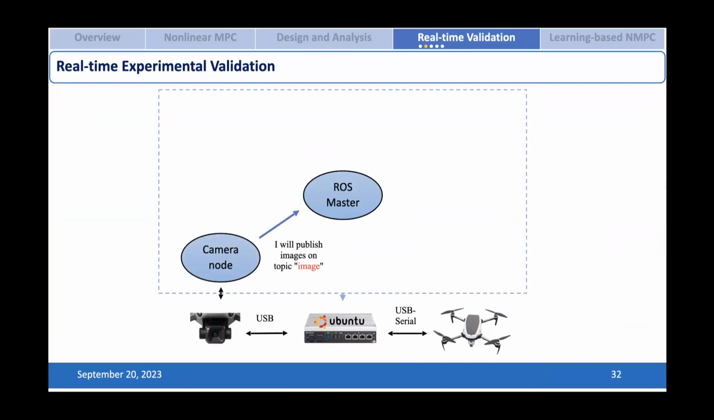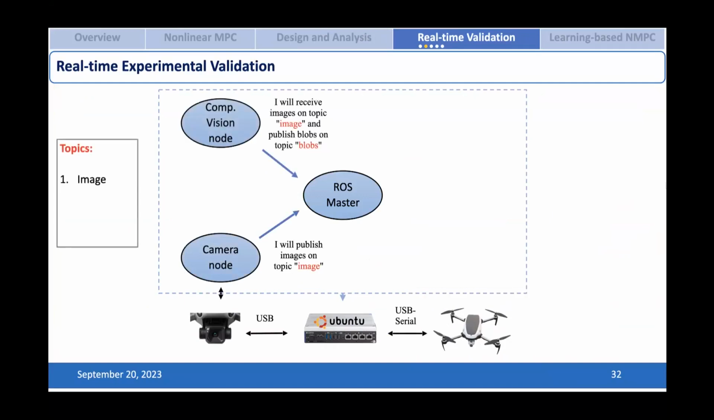And this camera node takes all the images captured by the camera and publishes them under a topic called image. This one will keep publishing all the new images, whether someone else uses them or not. Then we have another computer vision node that does some image processing. It takes any available image, subscribes to it, and publishes the useful information from the image using a topic called blobs.